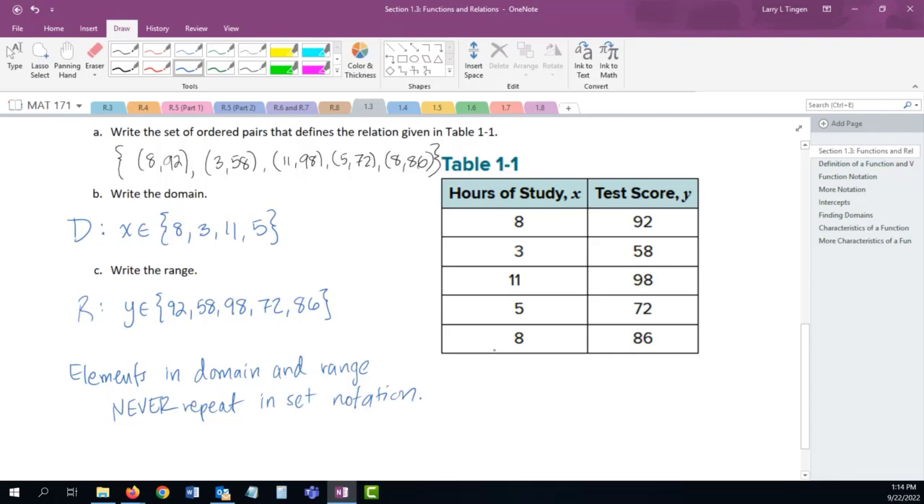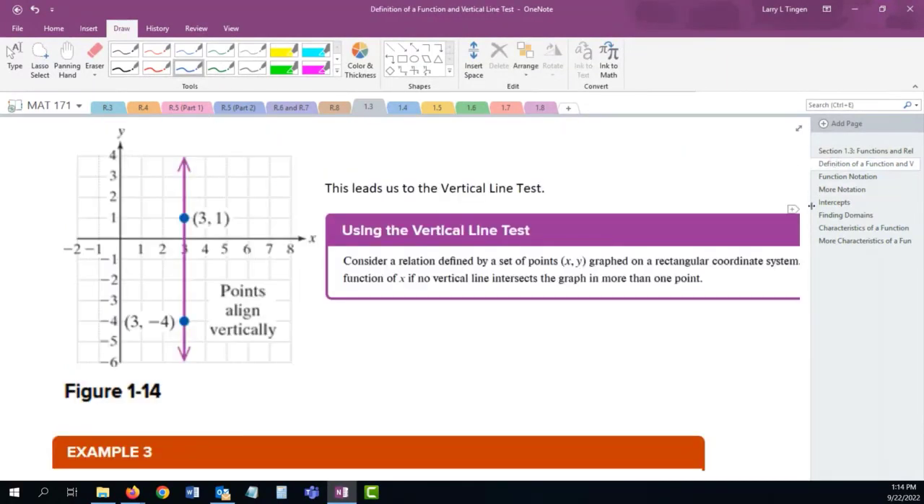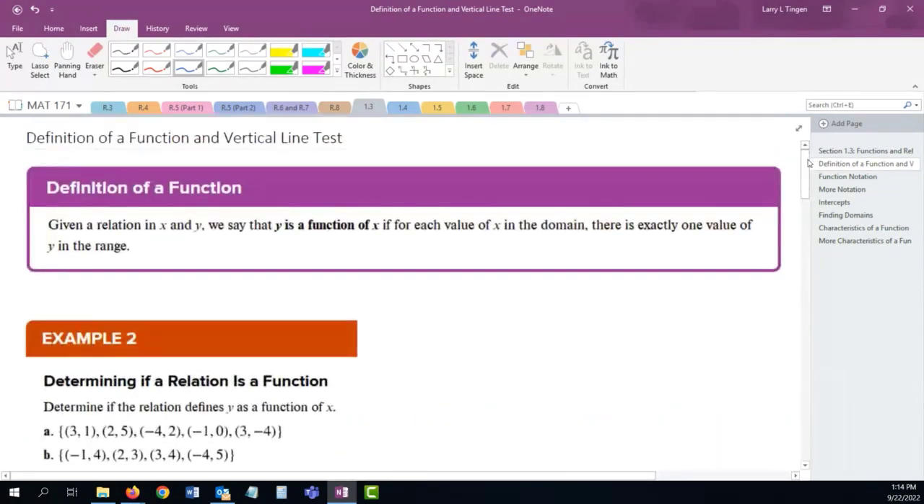I've got something going on here. There's some kind of relation between the hours of study and the test score. Notice in your mind, you think, oh, there's definitely a relationship between those things. Yes, there is. What is that relationship? I don't know. All right, but that's beyond the scope of that question. That question just said, what is the set that makes up the relation? What's the domain? What's the range?